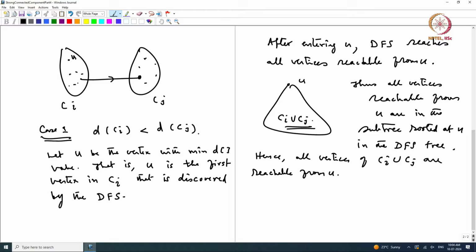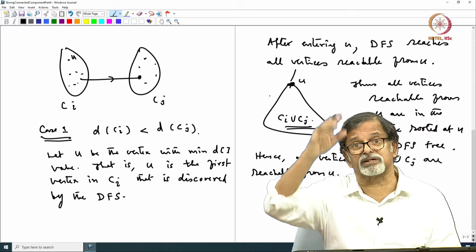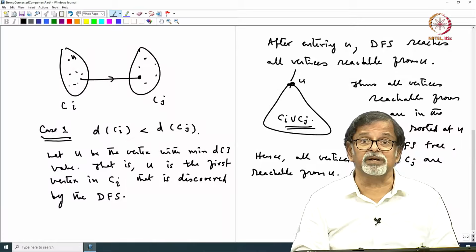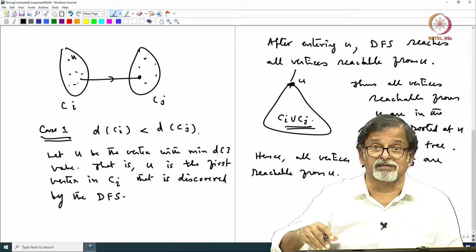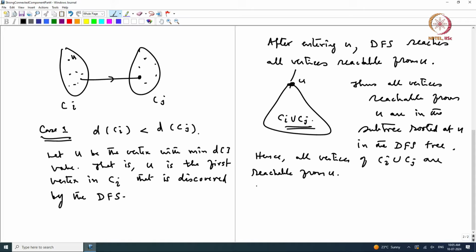So, it will visit every vertex, and then when it is finished it will backtrack. Therefore, when do you exit this and go to its parent? What is the finish time of u? Finish time of u will be much later than the finish time of all the vertices in the subtree, because these start and finish earlier and backtrack, and after visiting everything you backtrack from u. Therefore, u.f is greater than v.f for all v belonging to Ci union Cj. That means u.f is greater than f of Cj, because all vertices of Cj are here in the subtree and their maximum is this, and this is larger than even that.